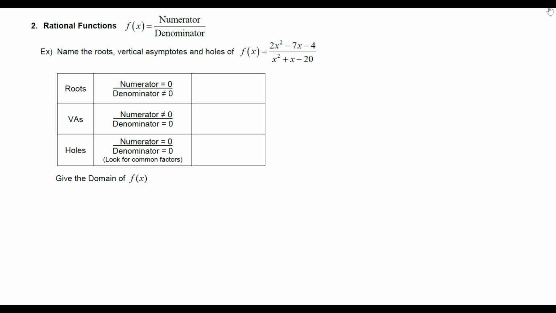As you know, roots are x-intercepts. An x-intercept is an x-coordinate such that the y-coordinate is 0. And in order for a fraction to be 0, you've got to have a numerator equal to 0 and a denominator not equal to 0. So you're going to have to factor this to see for what x value the numerator is equal to 0 and the denominator is not equal to 0.